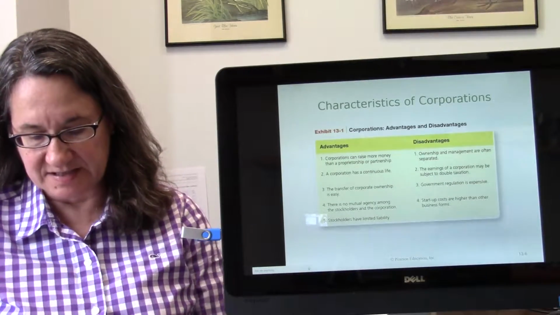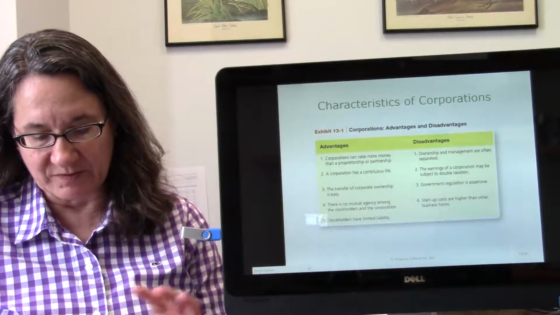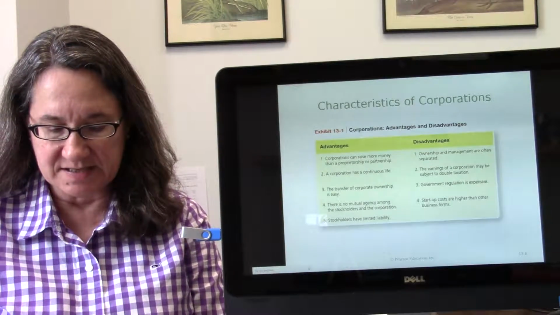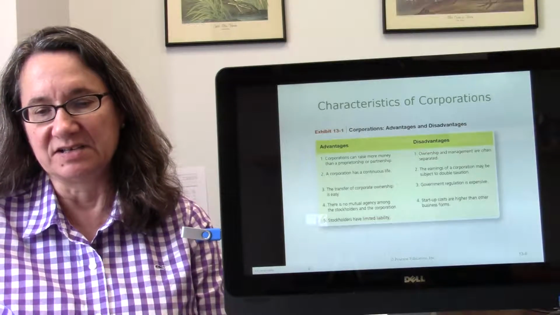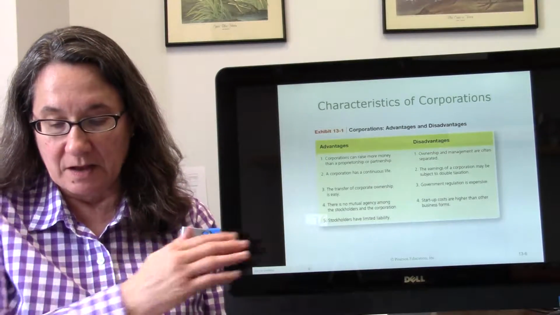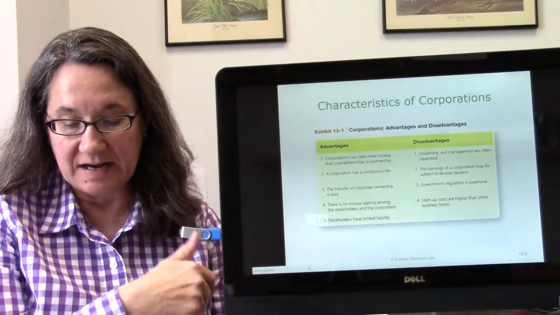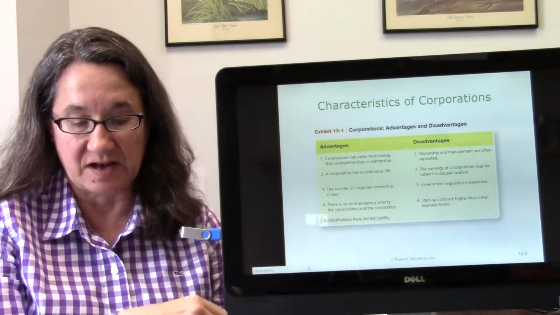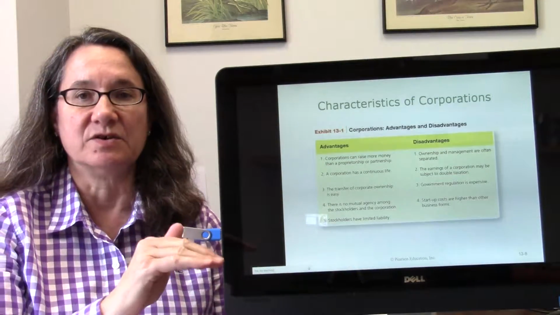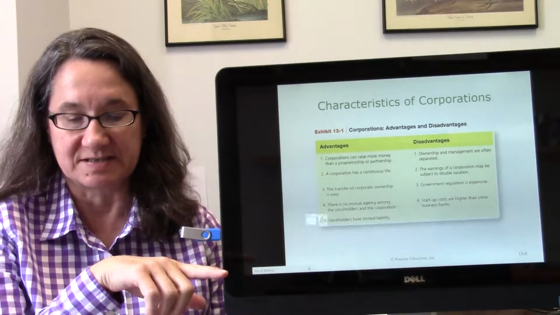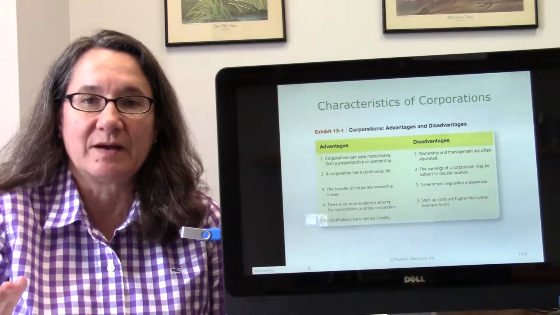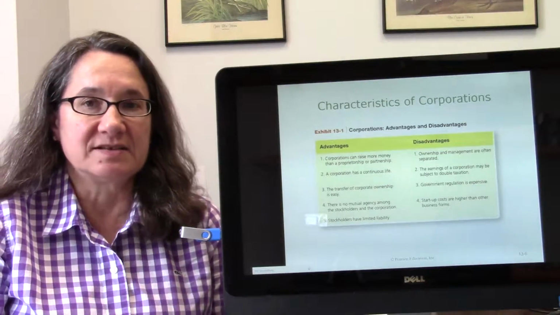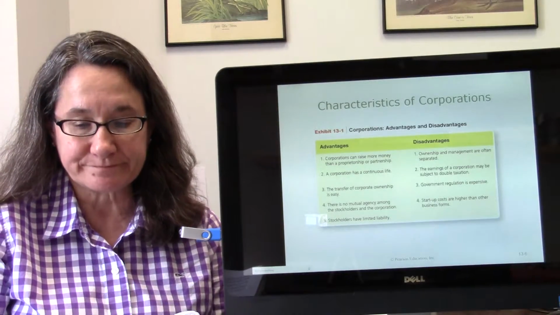So let's talk about the characteristics in a table form. If you want to memorize these characteristics, you go to page 647. Exhibit 13.1 summarizes the advantages and disadvantages of corporations. Advantages: raise more money, has continuous life, transfer of ownership is easy, you just sell the stock, no mutual agency, so you don't speak for each other, the owners and the corporation are totally separate. Stockholders have limited liability, so if the corporation gets in trouble, the people they owe their debts to can't come after you just because you're an owner.